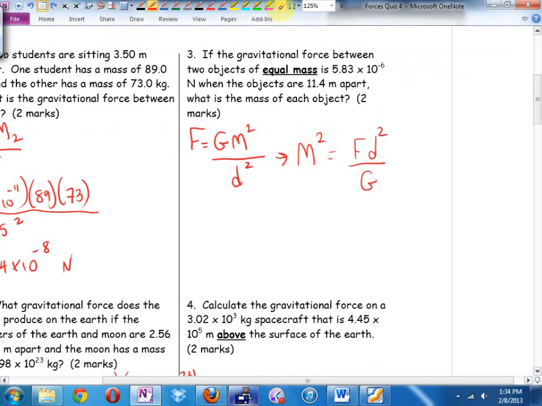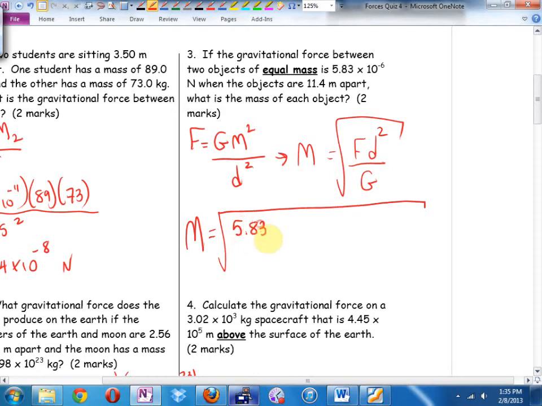How do I get rid of a squared? If I've done that on the other side, the m squared would vanish because I've square rooted both sides, right? So the mass is going to be the force, 5.83 times 10 to the negative 6. How do I know that's the force? Because they wrote newtons next to it, even though it's on the next line. I spotted the units, yes.